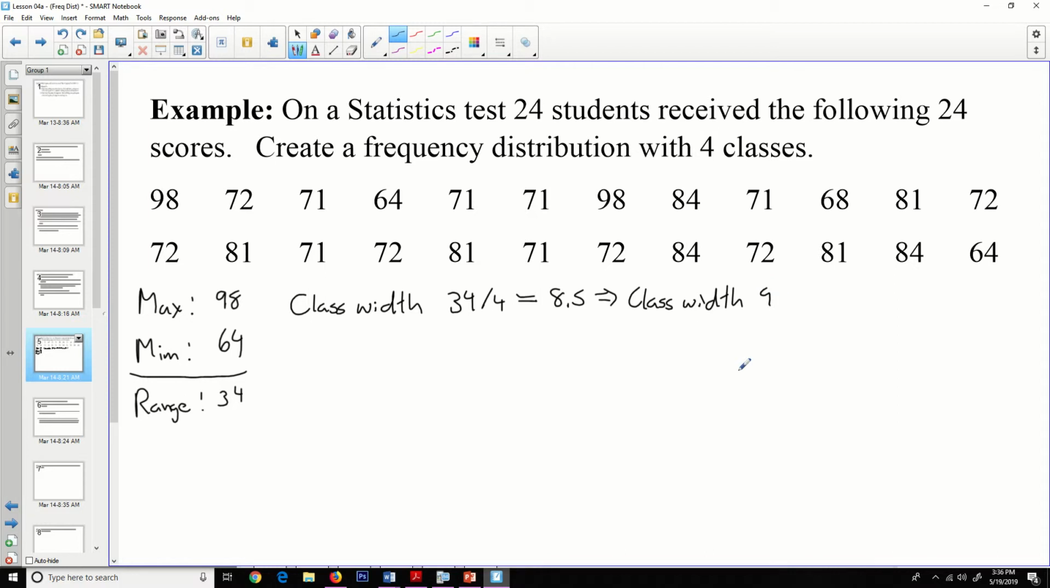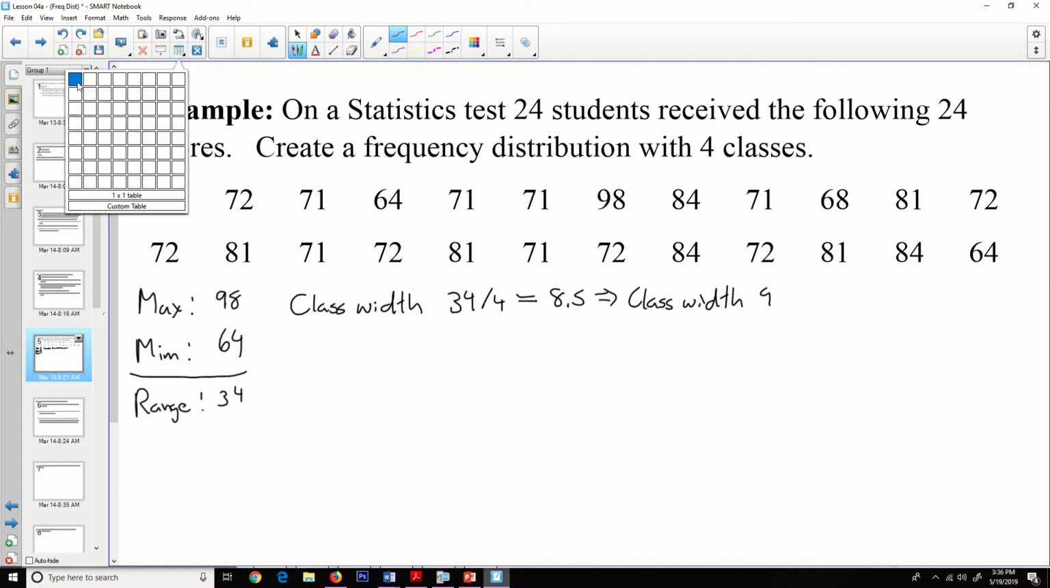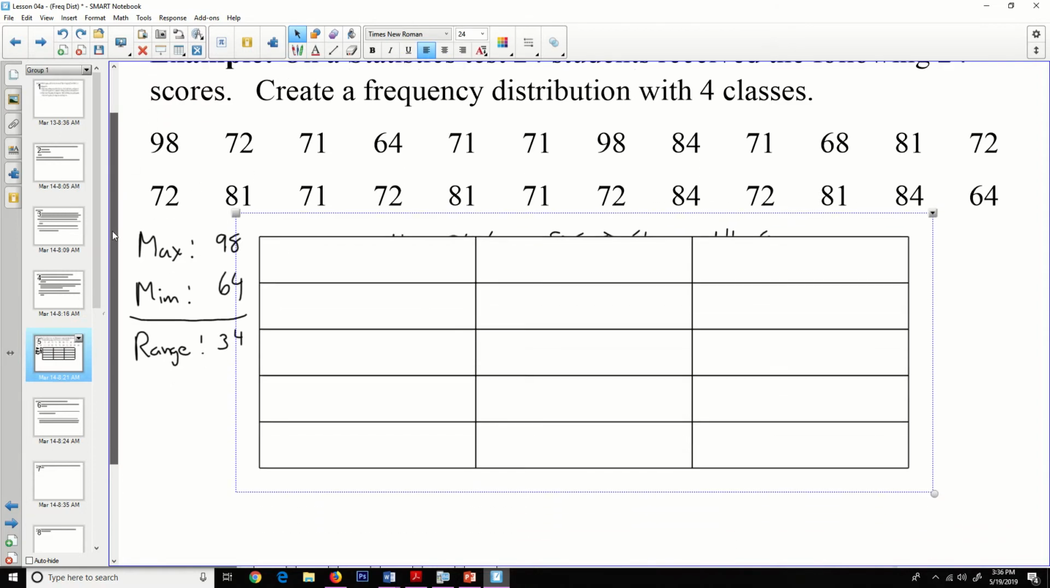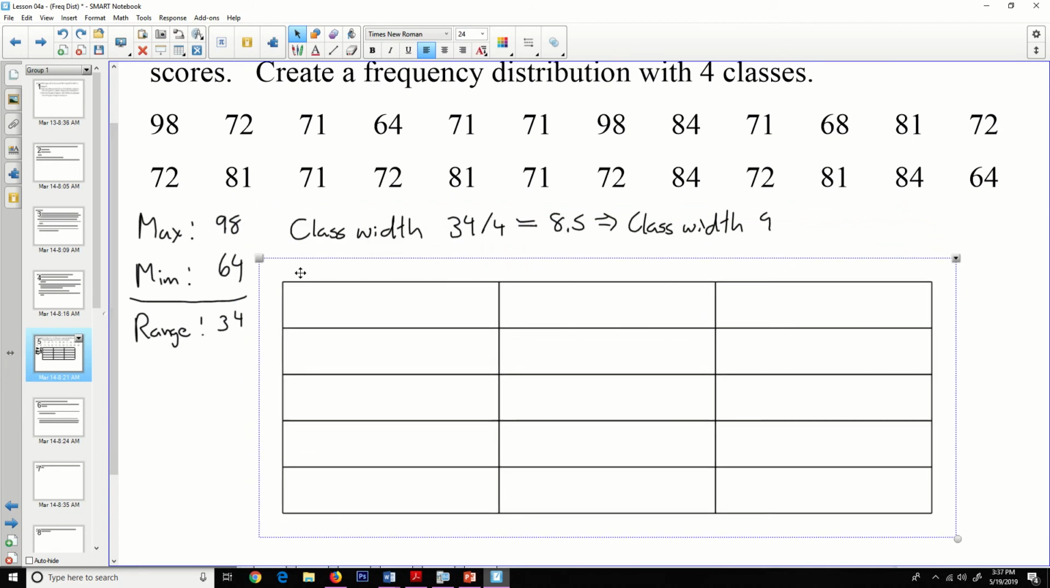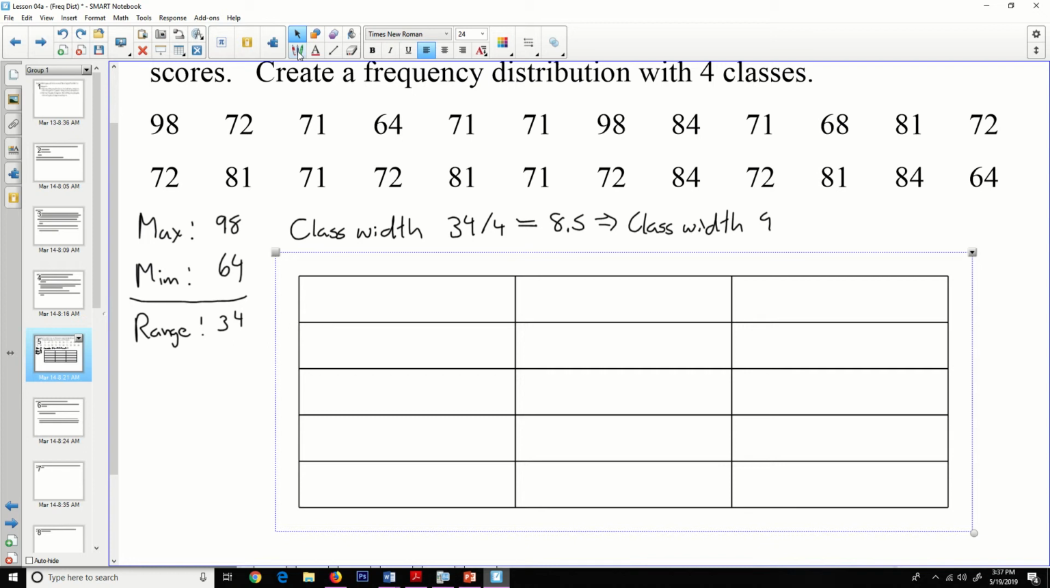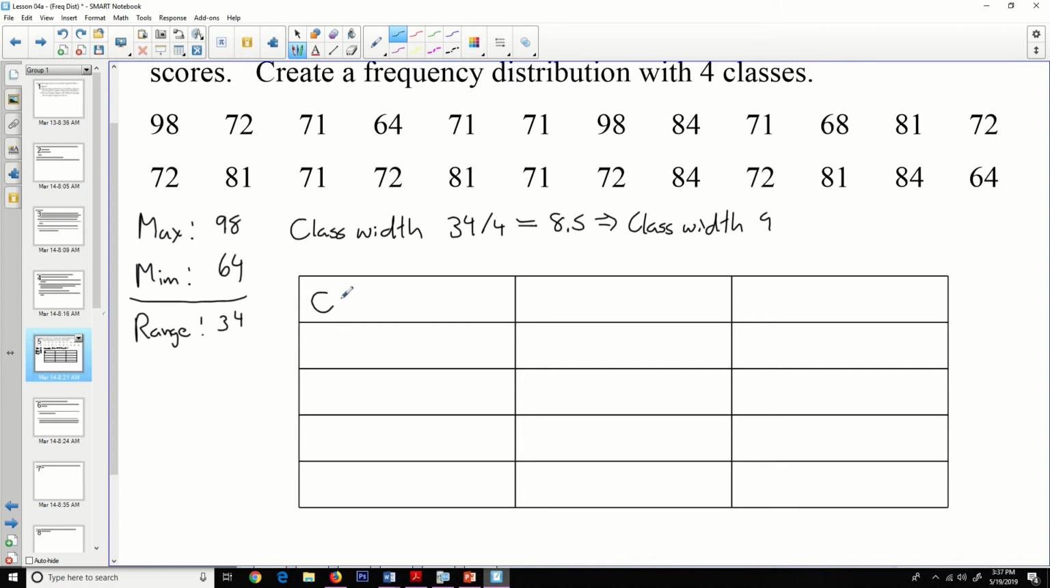Now let's talk about my table. I'm going to make a table here, and you can do it however you want. I have a title and my columns, and if I have 4 classes, I will need a 5 by 3 table here. Let's say this first column is going to be my class limits.